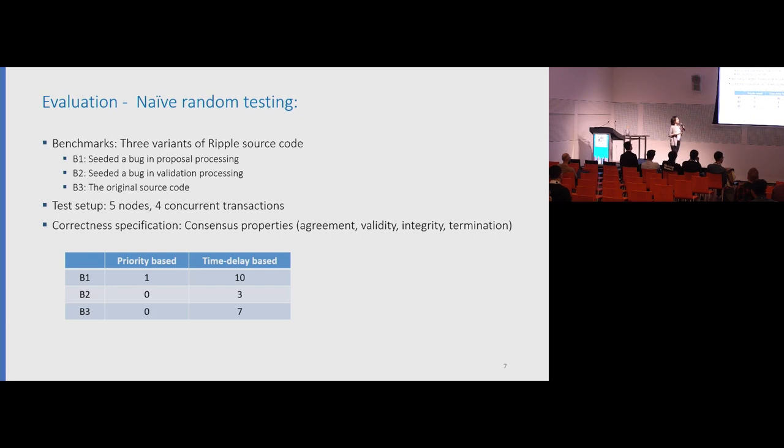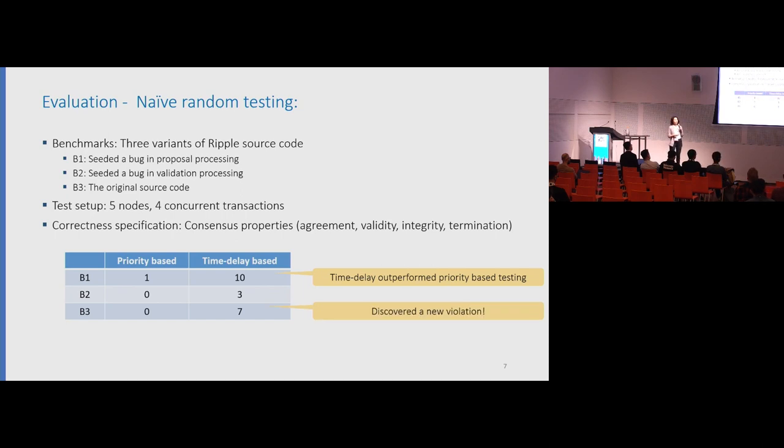This table shows the results of running 10 runs with each of the settings. So with each of the benchmarks and algorithms, we have 10 runs. Each of the runs takes an hour. So we ran for an hour with each benchmark and reported the number of runs which detected the bugs. And as we can see here, in our experiments, time delay-based random testing outperformed priority-based testing. It detects more bugs in the benchmarks. It detects the bugs more number of times.